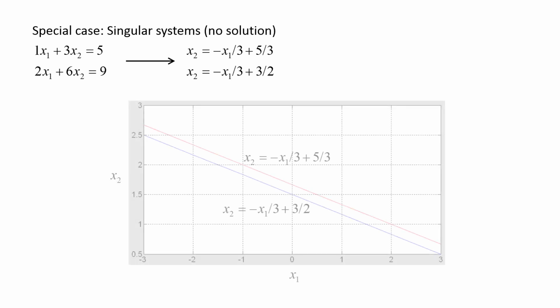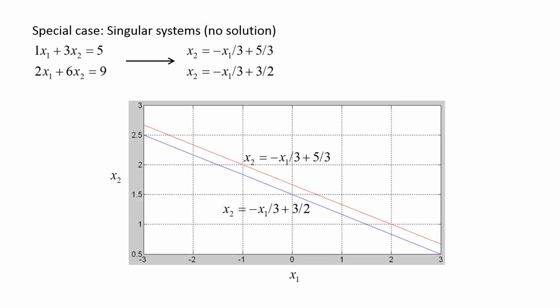If we plot the two equations on the same graph, we would find that they never intersect. In this case, no value of x1 and x2 will satisfy this set of linear equations. It is possible to predict whether a system of equations is singular by examining the determinant of the A matrix. The determinant will be discussed in a subsequent lesson.